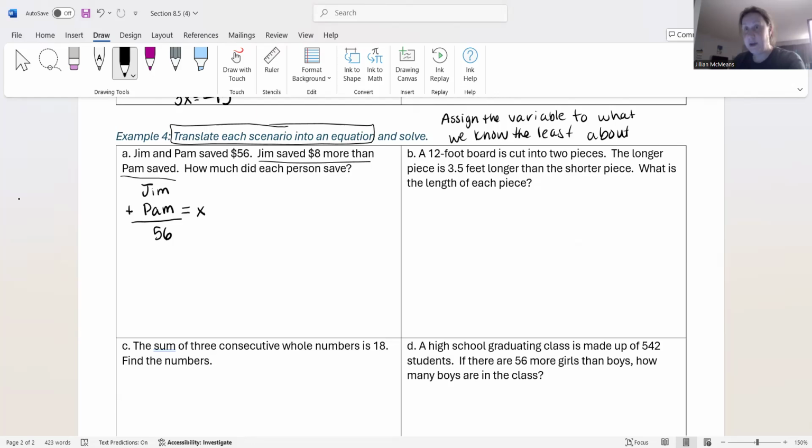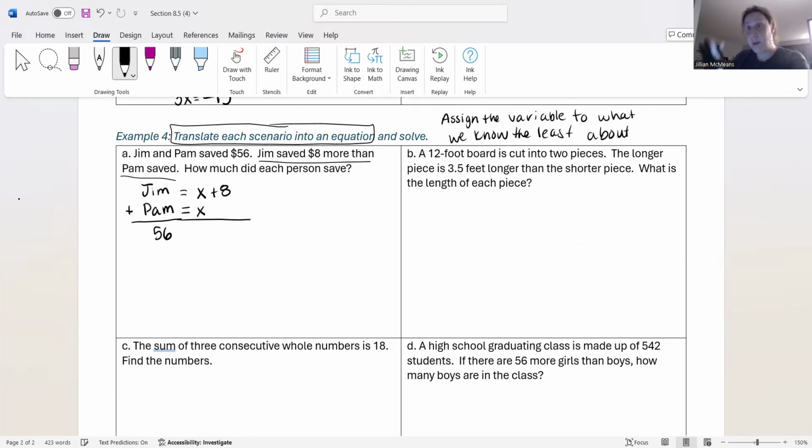Okay, and then I'm going to use that to create an expression for how much Jim saved. Okay, so we know that Pam saved X dollars. We also know that Jim saved the same amount that Pam did plus eight more than that. So Jim saved $8 more than Pam. So that means he saved Pam's amount, so X dollars plus eight more than that. So Pam saved X, Jim saved X plus $8.